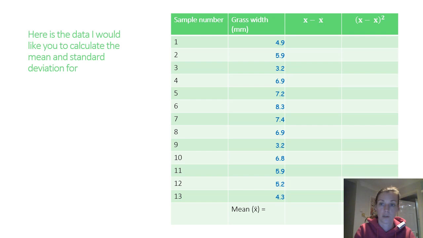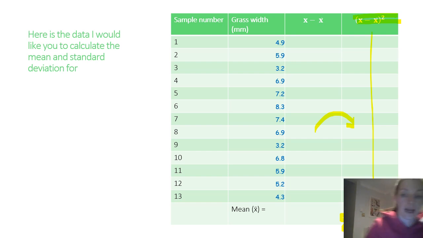So remember, once you've done this final column here, once you've squared all the numbers in the previous column, you want to then do the sum of that particular one. So the sum of x minus x bar, the x with the funny line on it, squared. So add all those up.